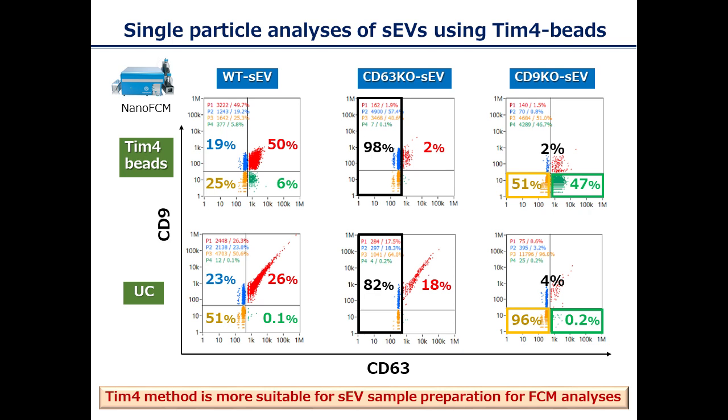With CD63 KO SEVs, TIM4 beads nearly eliminated the appearance of CD63 positive SEVs, whereas ultracentrifugation left 18%, resulting in a strange staining pattern. Similarly, with CD9 KO SEVs, both methods nearly eliminated the appearance of CD9 positive SEVs, whereas intact CD63 positive SEVs were only detectable by the TIM4 beads, not by ultracentrifugation. Taken together, these results indicate that the TIM4 method is more suitable for SEV sample preparation for FCM analyses.